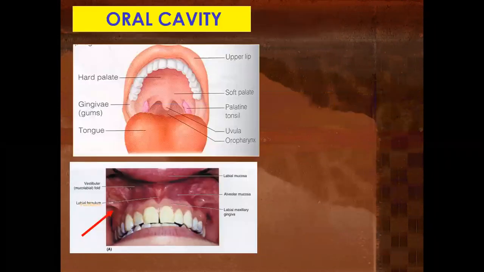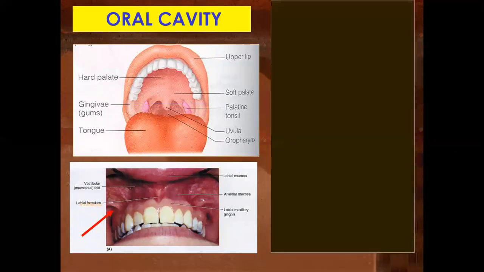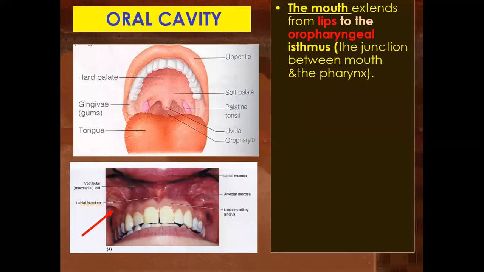To begin with, what is this oral cavity? What do you mean by oral cavity? It is nothing but the mouth, which extends from the lips in the front to the oropharynx behind. The opening of the oral cavity into the pharynx is called the oropharyngeal isthmus. So from the lips in the front up to behind the oropharyngeal isthmus, the junction between the mouth and the pharynx, this is the oral cavity or the mouth.